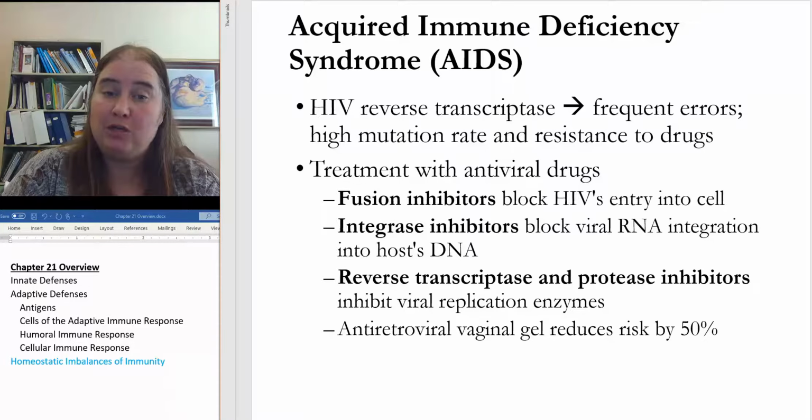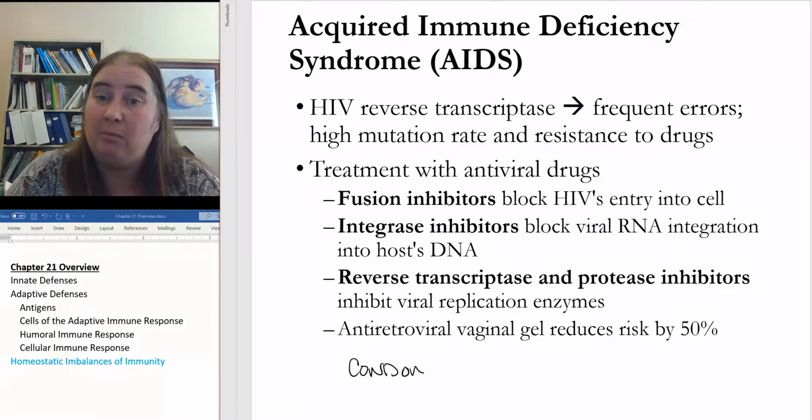There's also a new antiretroviral, not new, but fairly new in terms of the window of HIV and AIDS. There's an antiviral gel that women can administer to the vaginal area that reduces the risk of getting AIDS by about 50%. Just so you know, do you know what protects you about 100% from getting AIDS?